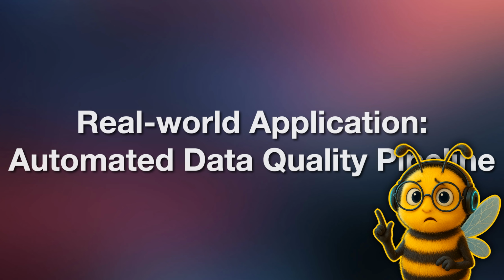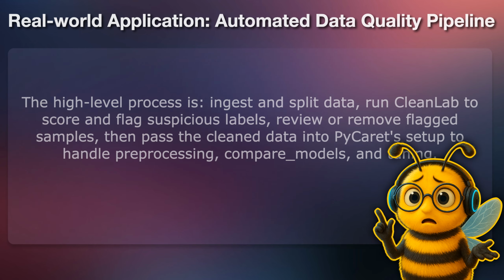We'll combine CleanLab's confident learning label audits with PyCaret's AutoML to automatically clean labels and retrain more robust models. The high-level process is ingest and split data, run CleanLab to score and flag suspicious labels, review or remove flagged samples, then pass the clean data into PyCaret setup to handle pre-processing, compare models, and tuning.